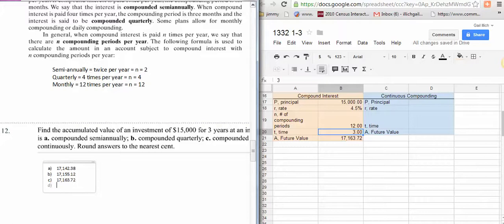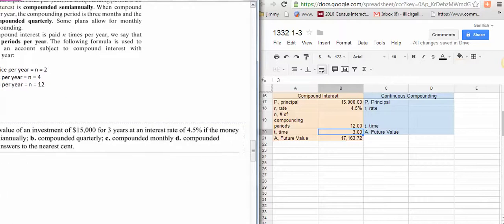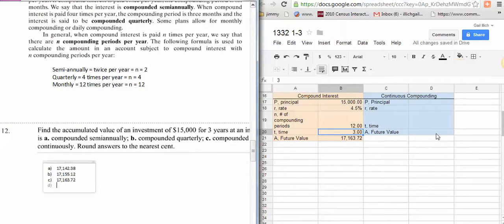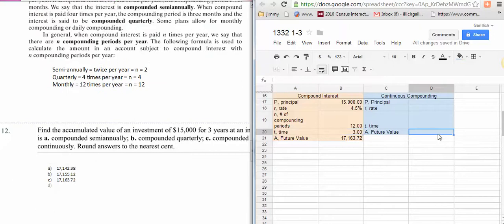Now part D is different because it's compounded continuously. So I have to come in here and fill out my continuous compounding formula. Now I can put these numbers in. The 15,000 is still the principal. The interest rate is still 4.5%. The time is still 3 years.